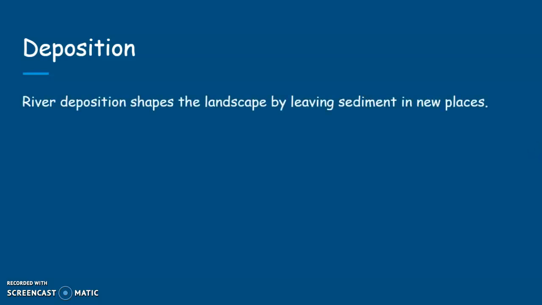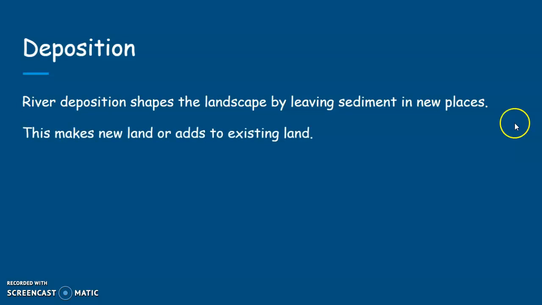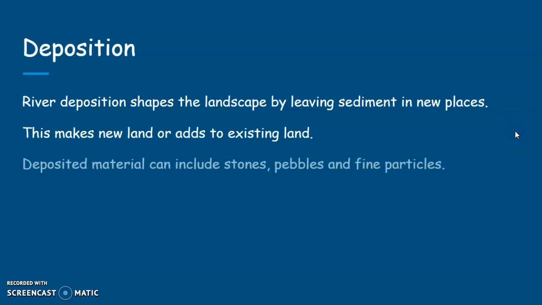And then deposition. So if you are depositing something, you are leaving it somewhere. Where you might deposit something, well, you might deposit money in a bank. So deposition is how a river shapes the landscape by leaving or depositing sediment in new places. This makes new land and it adds to existing land, and deposited material can include stones, pebbles and fine particles.